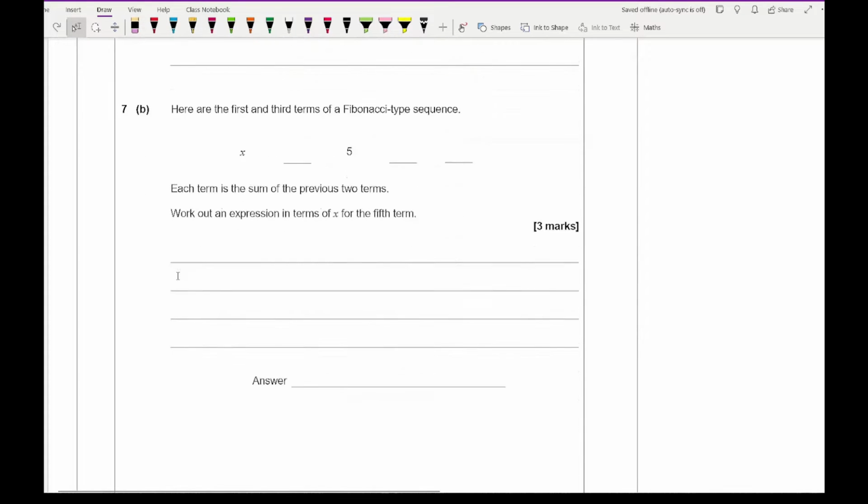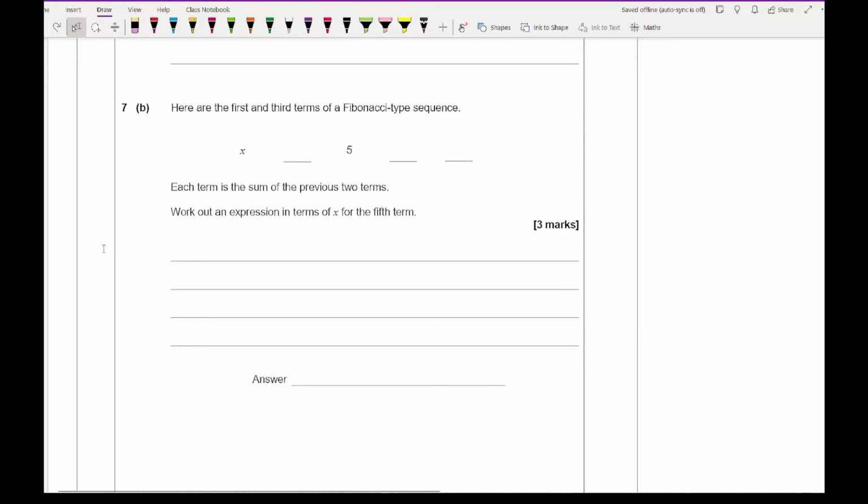For 7b, it says here are the first and third term of a Fibonacci type sequence. We've got x. It says each term is the sum of the previous two terms. Work out the expression of the fifth term in terms of x. Well, the third term is done by adding these two terms together. So this term here is going to be 5 minus x.